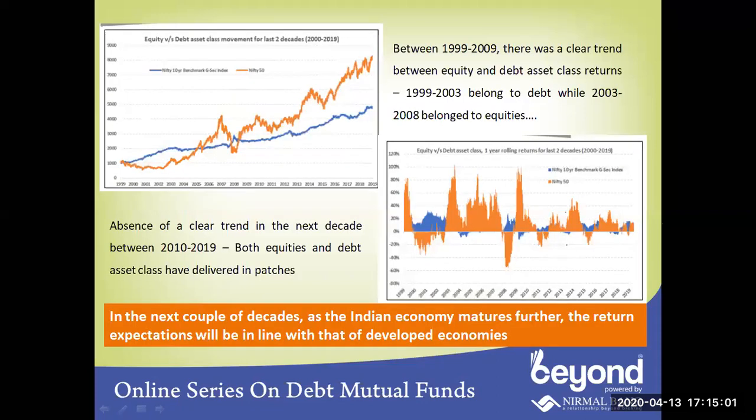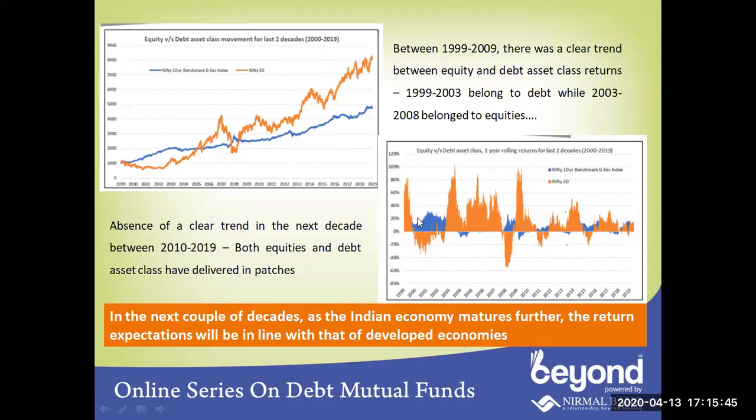I would like to show you these very simple charts. This is a chart from 1999 of the Equity Nifty 50 and the 10-year benchmark GSEC. The orange line is the Nifty 50 and the blue line is the 10-year GSEC. This shows the movement of equity and of debt. The second chart explains the 1-year rolling return from 1999 to 2019, which means 20 years.